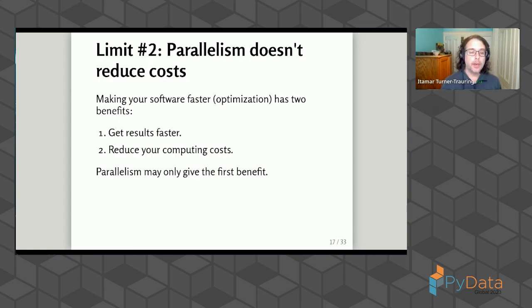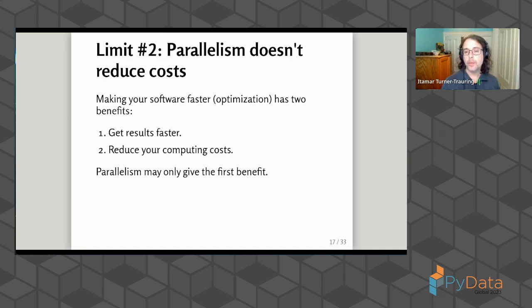Another limit is that parallelism doesn't reduce costs. And here I'm talking about monetary costs, financial costs, the cost of the hardware that you're using to run it. If you were to make your software more efficient, if you were to optimize it, make it run faster, that has two benefits. You get results faster. So instead of taking an hour, maybe it takes 10 minutes. And also you're using less computer time, which, as we'll see in a second, can save you some money. And parallelism can only give you the first benefit.